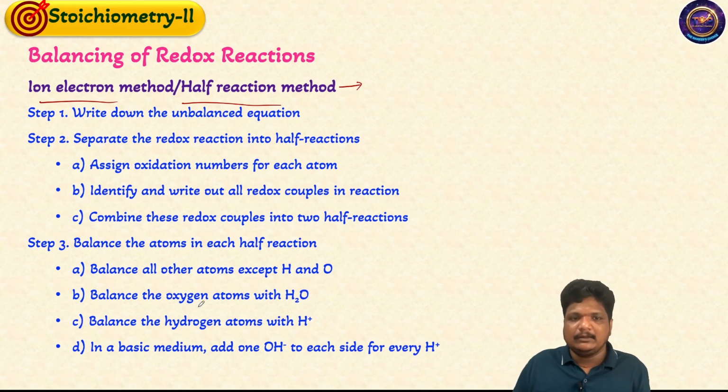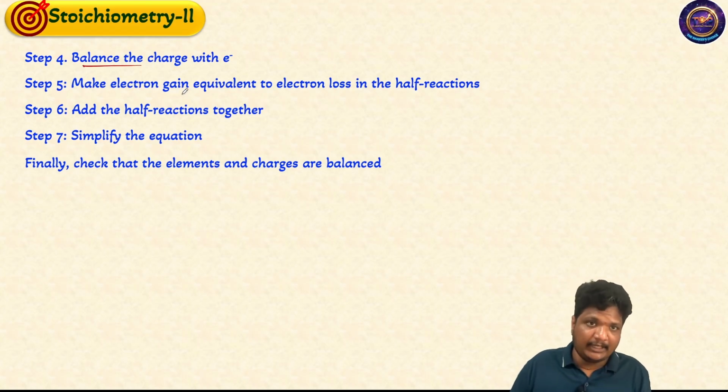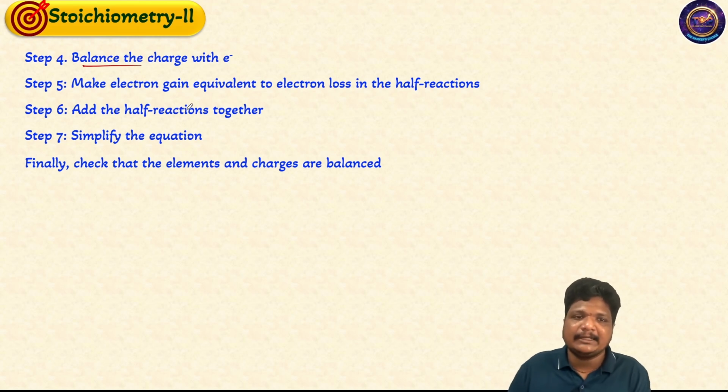And then you have to balance the oxygen atoms with H2O, and then you have to balance the hydrogen with H+. If it is a basic medium, you have to use OH-, and then you have to balance the charge, and then make the gain of electrons equal to the loss of electrons in the half reactions, and then add those two half reactions. Finally, simplifying that reaction, you will get the balanced equation.